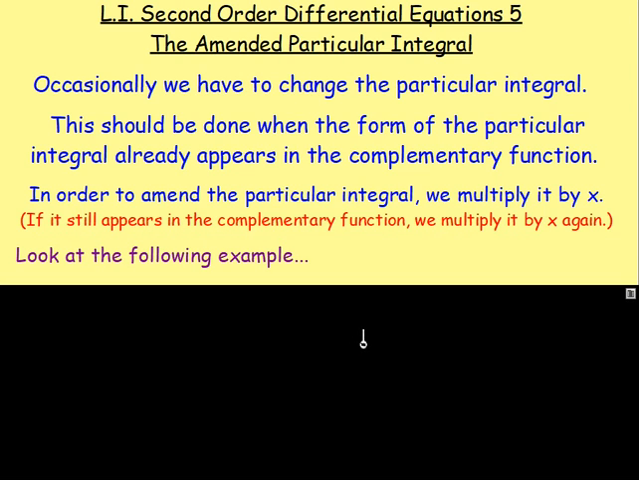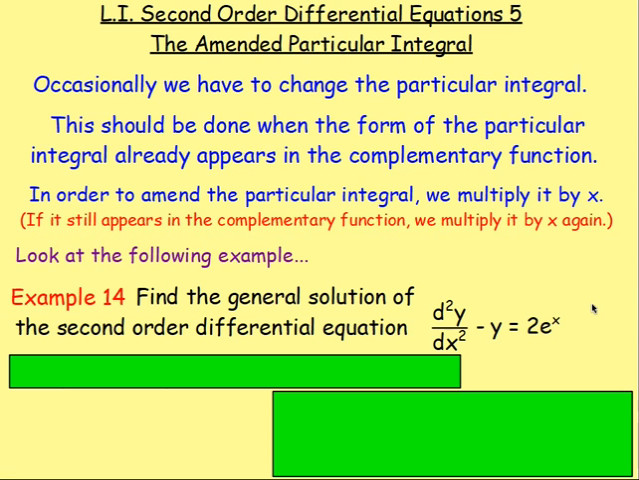Let me show you with this example. So, examples 1 to 13 are in the previous lessons, so we're starting here with example 14. Find the general solution of the second order differential equation d2y by dx squared minus y equals 2e to the power of x. So, Valley, what would you do first of all if you were solving this?